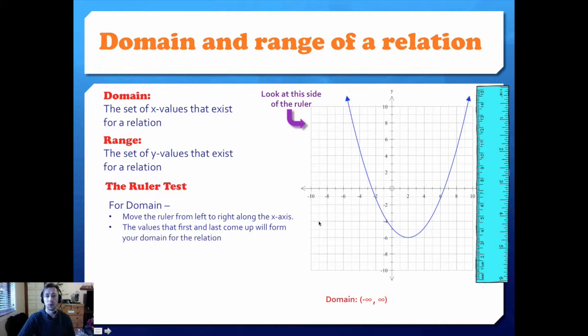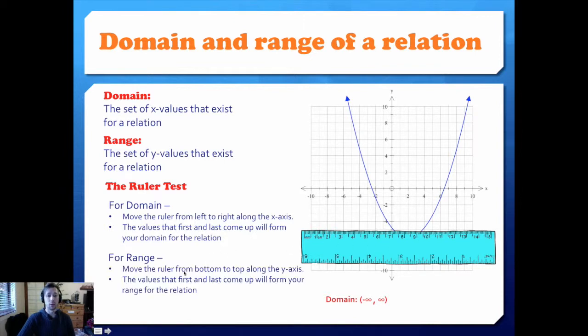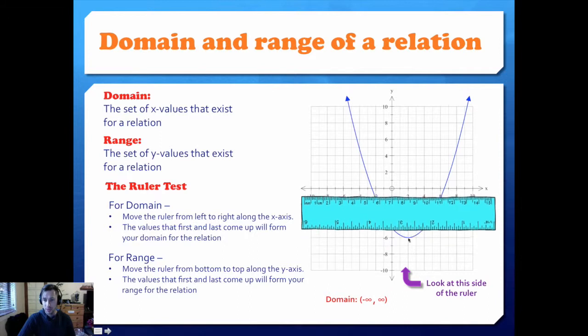Alright, let's now have a look at the range. So the range, I do the same thing, but I now put the ruler horizontally. And for the range, you move the ruler from the bottom of the page to the top along the y-axis, and of course the first and last values that come up form the range for this relation. So we look at the bottom of the ruler here, as you can see. So you're going to look at the bottom, we're going to move it from the bottom to the top. So as soon as you see something, here we go.